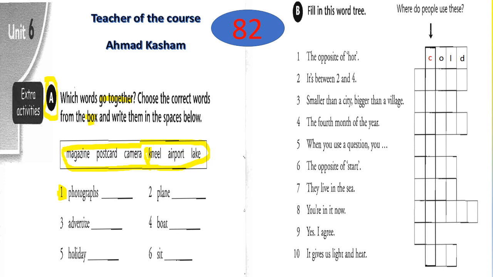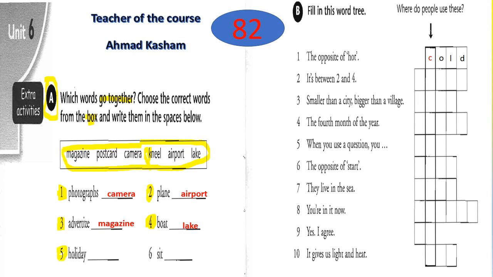Photographs. How can you take a photograph using a camera? Number 2. Where can you see a plane? On an airport. Airport. Number 3. Where can you advertise? In a magazine. Number 4. Boat. A boat is a small ship. Where can you see it? On a lake.